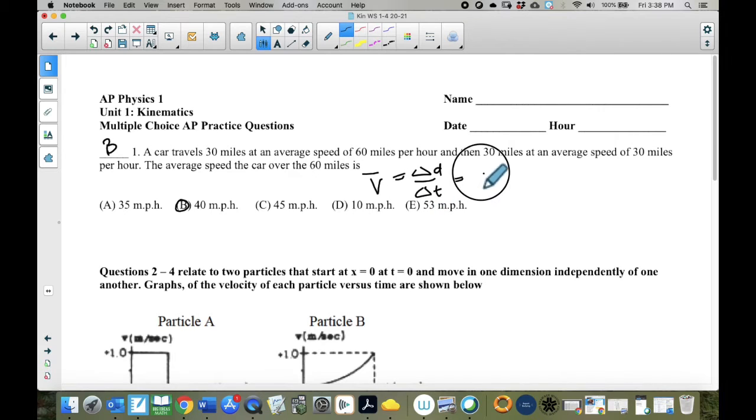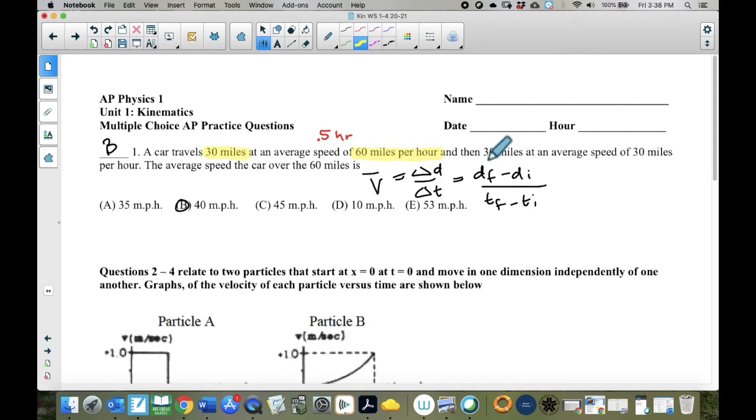So in other words, the final distance minus the initial distance, or displacement you could say, over the final time minus the initial time. So we need time, and we also need distance. If we look at this, our first part says 30 miles at an average speed of 60 miles per hour. Well, if you go for 30 miles at 60 miles per hour, then you're going for a time of half an hour.